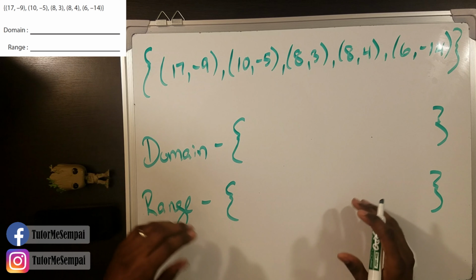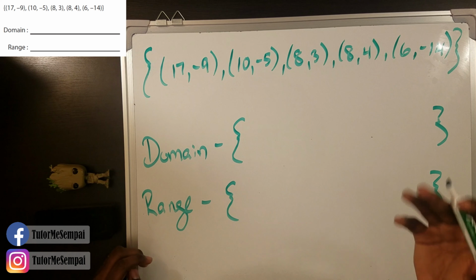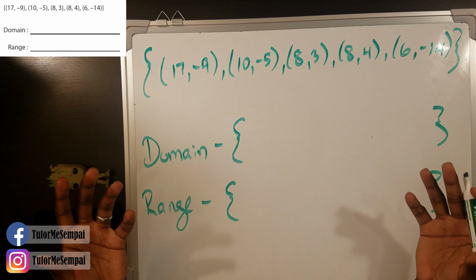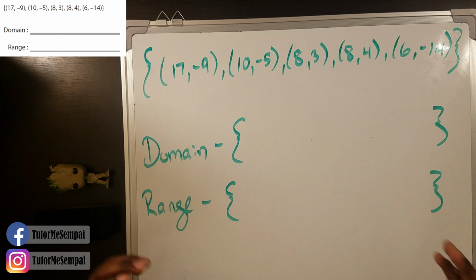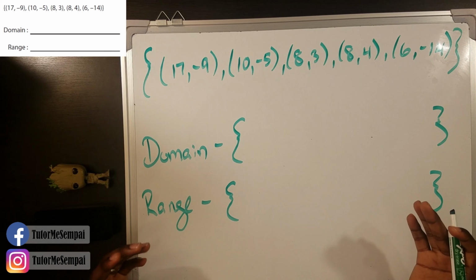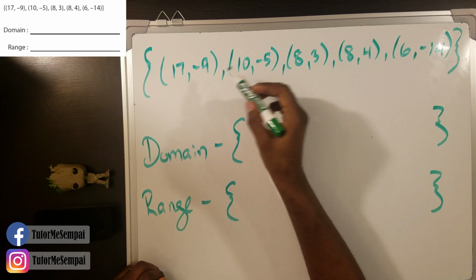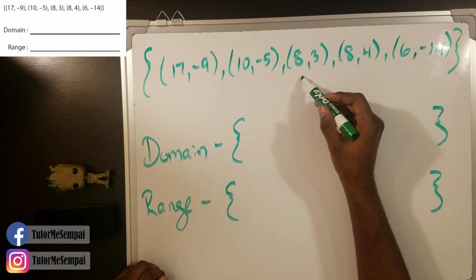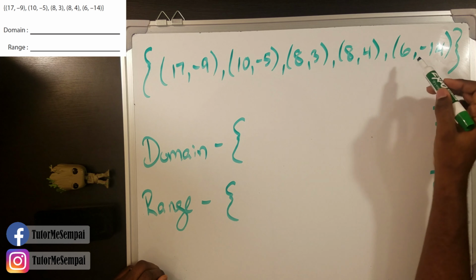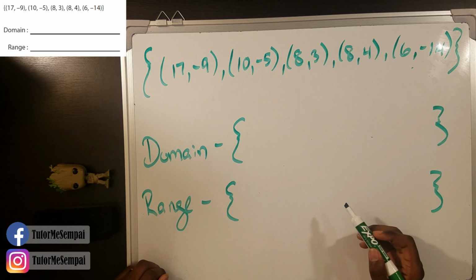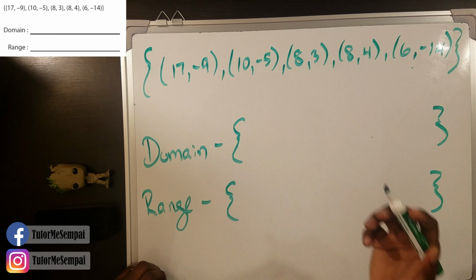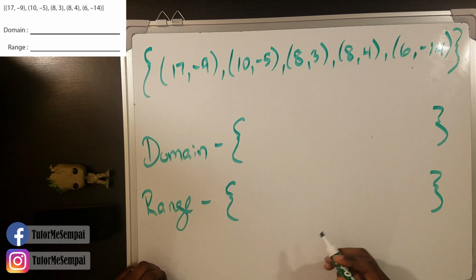So now that we've talked about what an ordered pair is, and we've talked about domain and ranges and some easy tricks to help us find them, let's tackle our question for today. So now we have this set of ordered pairs, (17, -9), (10, -5), (8, 3), (8, 4), and (6, -14). And we want to find the domain and the range of all of these.